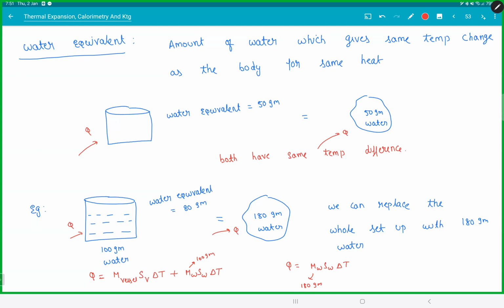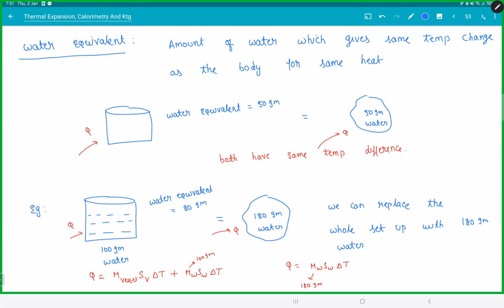So water equivalent and specific heat capacities are more of a lab thing. They're more convenient to use. As such, they're not concepts, just like radius of gyration is not a concept. Is this clear, everyone?